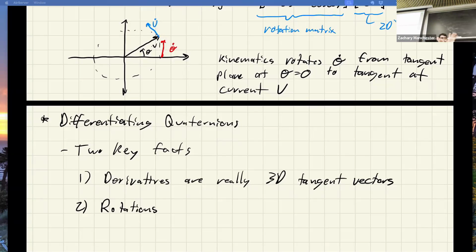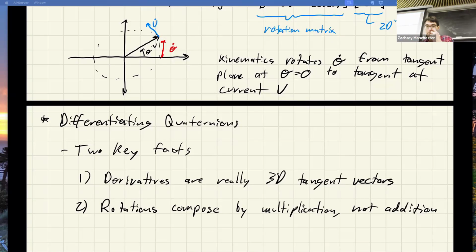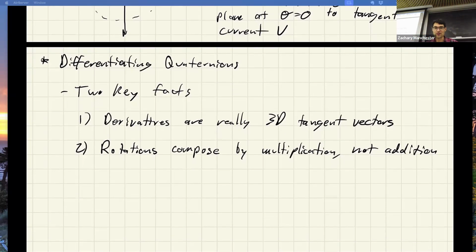So that non-commutative nature is reflected in matrix multiplication, right? If I flip the order of two matrices, I get a different answer. It's not reflected in vector addition. If I flip the order of addition, I get the same answer, right? So it can't be addition. It has to be something else. And in particular, the math that captures that fact is multiplication, right? So rotations compose by multiplication, not addition. Okay. So we agree on those things.